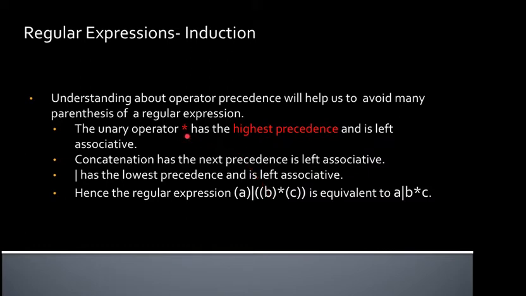Now after star, concatenation will be taken up. So if you remove this parenthesis immediately around B, it will become B star followed by parenthesis, then C. As per the second rule, even this set of parentheses can be avoided, because B star C will be taking precedence over this bar OR operator. And since OR operator has the lowest precedence, even the parenthesis around A can also be removed.